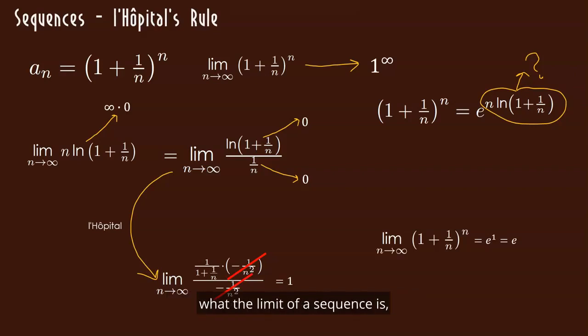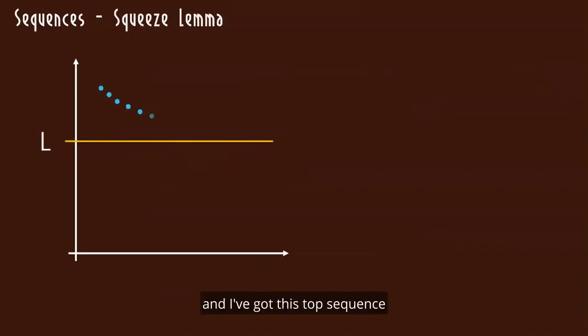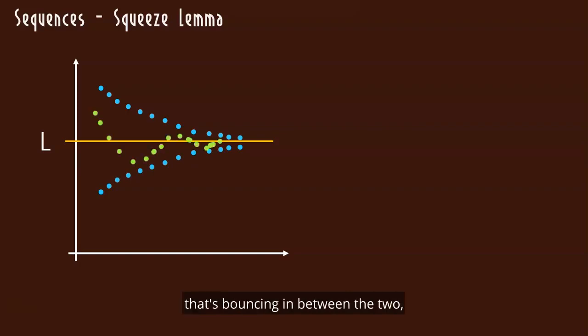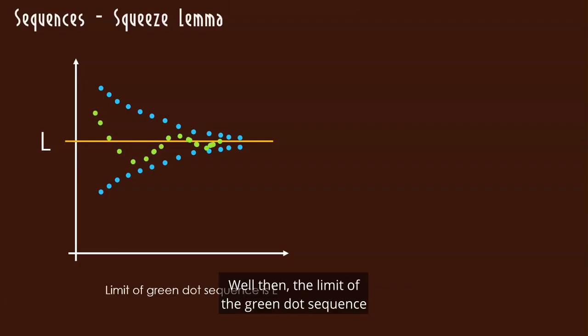Another way to determine the limit of a sequence is to squeeze it between two other limits. So let's say I've got this L, and I've got this top sequence that is converging down to L, and I've got this other sequence that's converging up to L. And I have this green one that's bouncing in between the two, but always staying in between. Well, then the limit of the green dot sequence is also L.